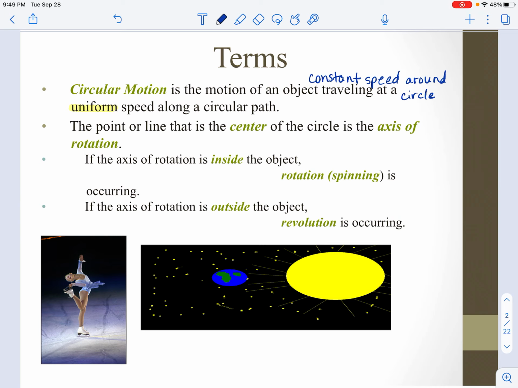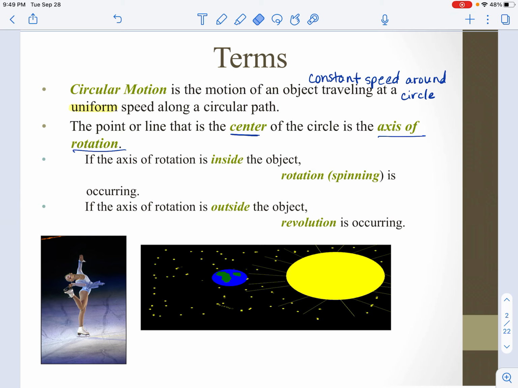The center of our circle is going to be called the axis of rotation. Now, why we can't just refer to it as the center of the circle and be done with it, I'm sorry, I don't really have a specific good explanation for you there. This is just the proper terminology. So if we are talking about a circle, the very, very center is going to be referred to as the axis of rotation.